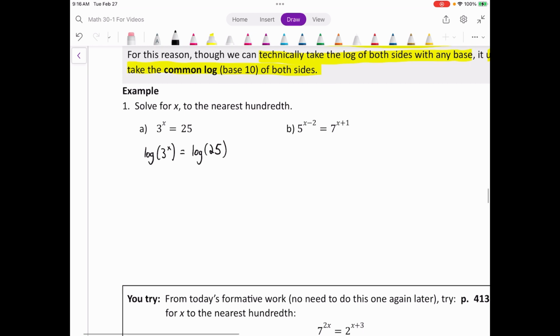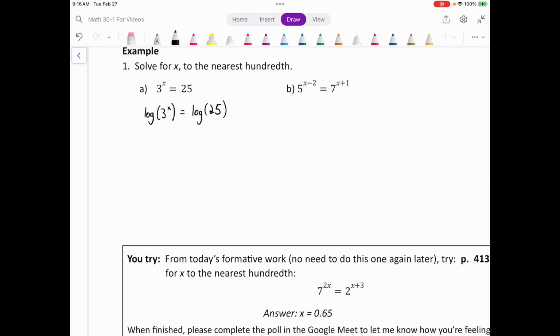Now we can use our exponent laws to say that for log of 3 to the x, I'm allowed to bring that x down and have it be multiplying the log. So x log of 3 equals log of 25. And now, what's happening to x? It's being multiplied by the log of 3, so to solve for x, I would divide both sides by the log of 3. And we get that x equals log 25 over log 3.